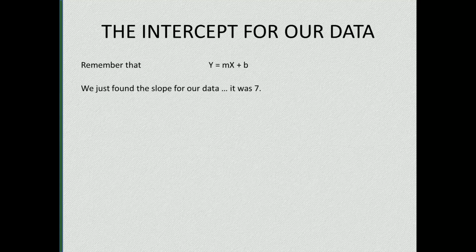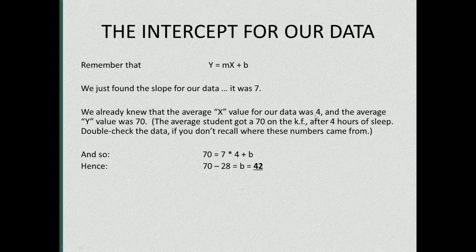And so we're finding the intercept. We know that y equals mx plus b. We just found that the slope was 7. Average x value, person got 4 hours sleep. Average y value was 70. Plug those in. Average x, average y. We find that our intercept is 42.